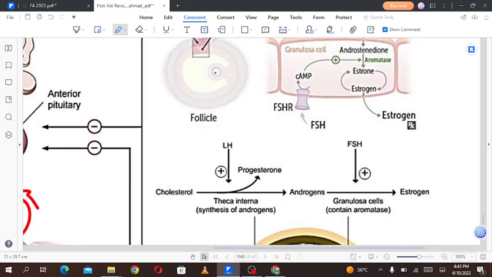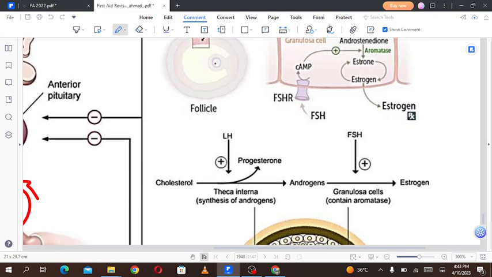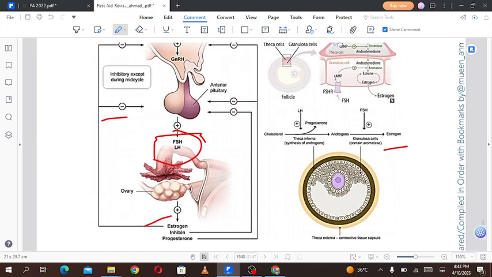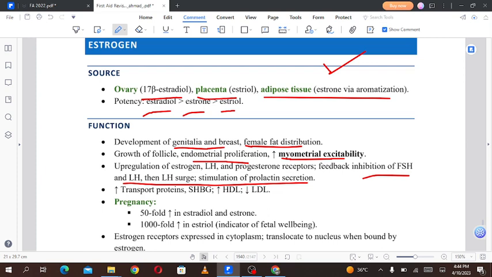So here you can see the estrogen is over here, and what is it doing? Estrogen, cholesterol, theca cell, and so on. So this is estrogen. Let me read that once again. They're saying that upregulation of the estrogen, LH and progesterone receptors will lead to feedback inhibition of FSH and LH. Okay, got it. It causes the feedback inhibition of both of them.